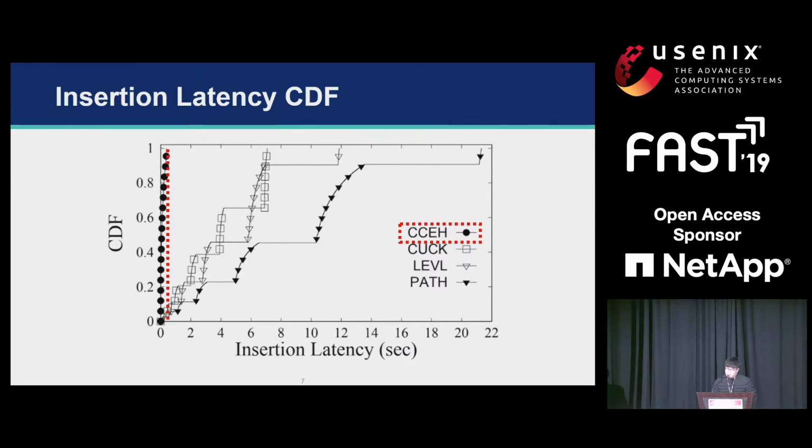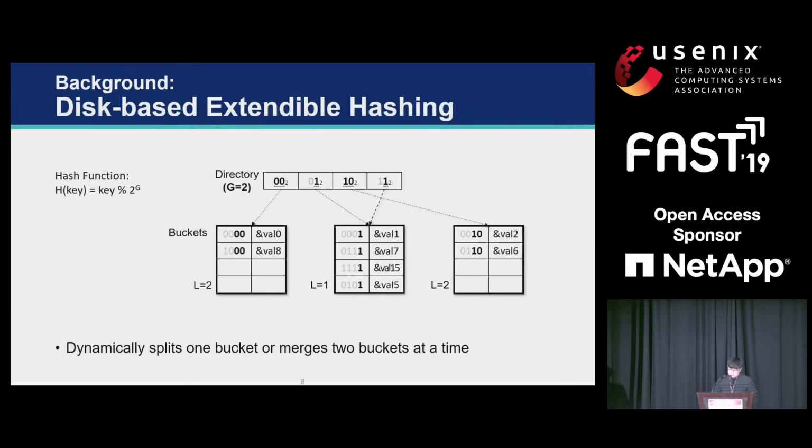CCEH is a variant of extendable hashing we designed for persistent memory. As you can see, our CCEH dramatically decreases the rehashing overhead, and its tail latency is an order of magnitude lower than the other static hashing schemes. Before I present the design of CCEH, let me explain how the legacy extendable hashing works.